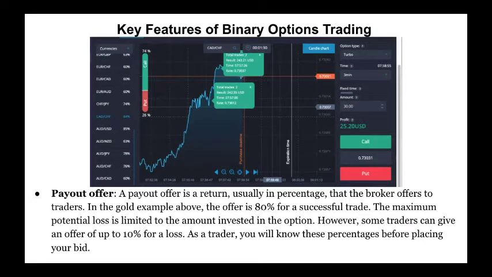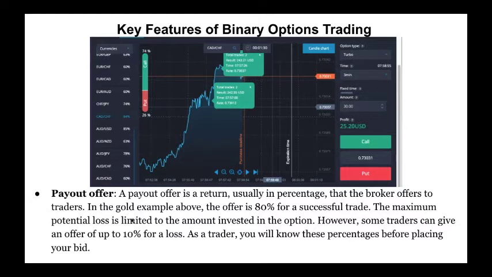The third and final key feature of binary options trading is the payout offer. A payout offer is a return, usually in percentage, that the brokers offer to traders. In the gold example in the previous slide, the offer is 80% for a successful trade. The maximum potential loss is limited to the amount you invested in any option. However, some brokers can give an offer of up to 10% for a loss. As a trader, you will know this percentage before placing your bid.